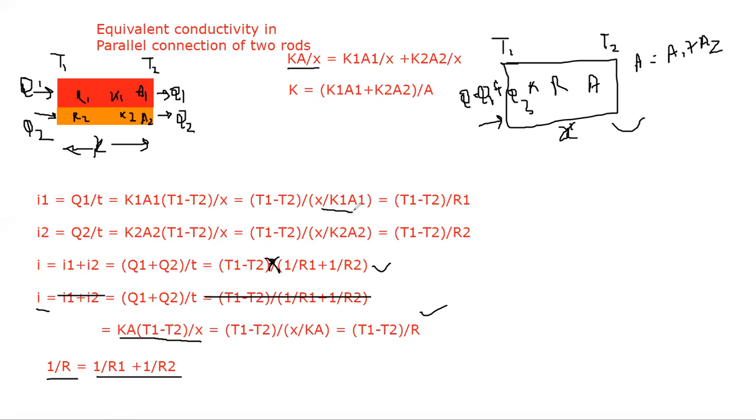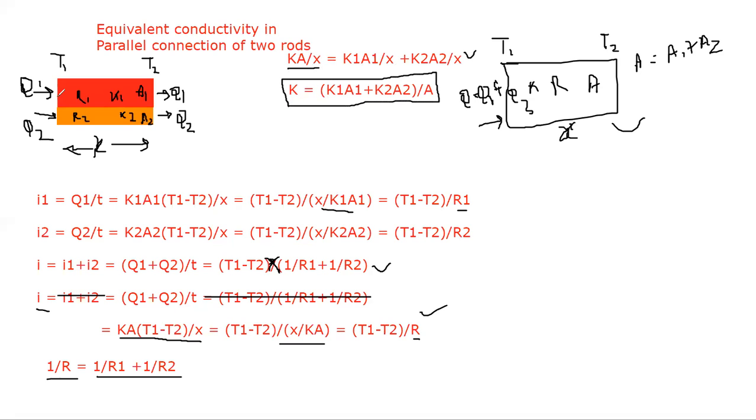From here, this was equal to R1. And R is equal to X by KA. R is equal to X by KA. So we can write 1 by R is equal to KA by X. Similarly, 1 by R1 is equal to K1A1 by X, and 1 by R2 is equal to K2A2 by X. So this is our equation, and finally X cuts out from both sides, and taking A downwards in the denominator, K is equal to K1A1 plus K2A2 by A.